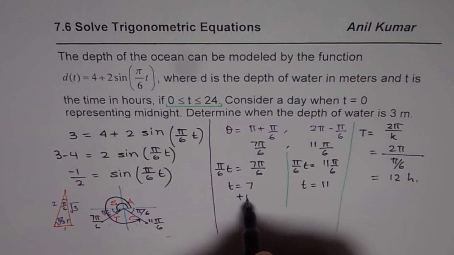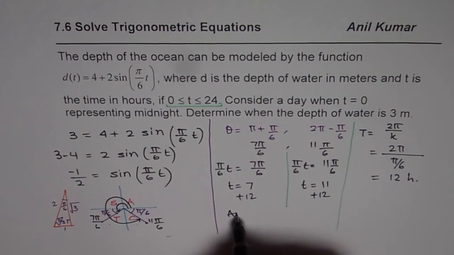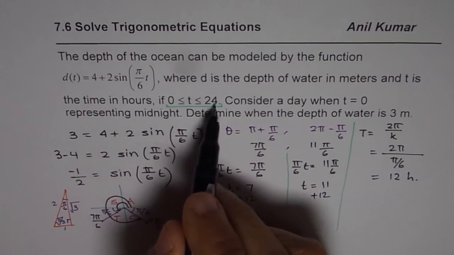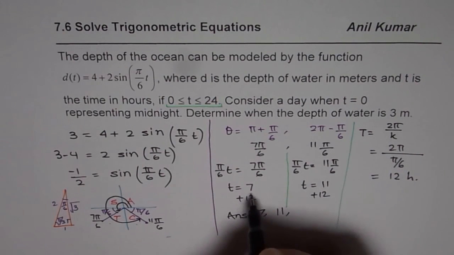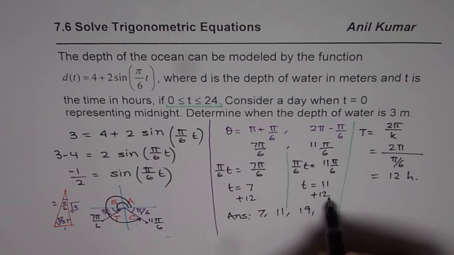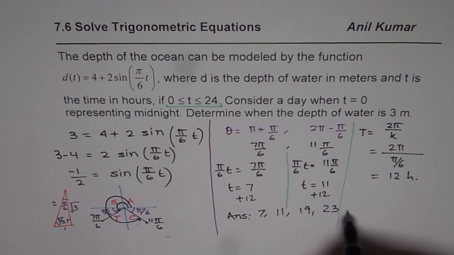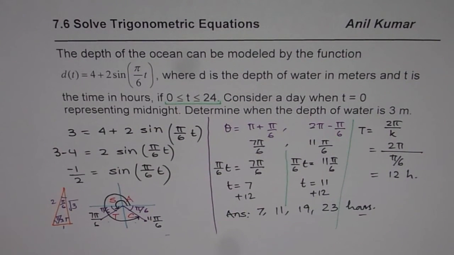The others are plus 12, correct? So our answer within 0 to 24 should be 7 hours, 11 hours, or 7 plus 12, which is 19, or 11 plus 12, which is 23 hours. So that is how you have to solve this question to get full marks, right? I hope you understand and appreciate. Thank you and all the best.